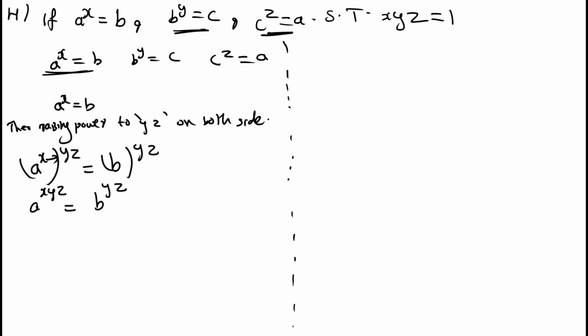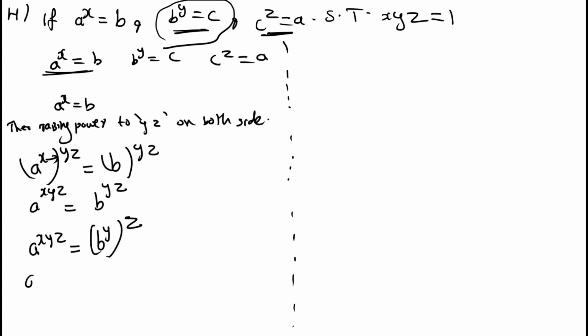Okay. In the next step, I will write a to the power xyz equal to b to the power yz. What is b to the power y value? b to the power y equal to c, right? So I will write b to the power y, to the power z. You can write that, right? What will you get? b to the power yz only you will get.